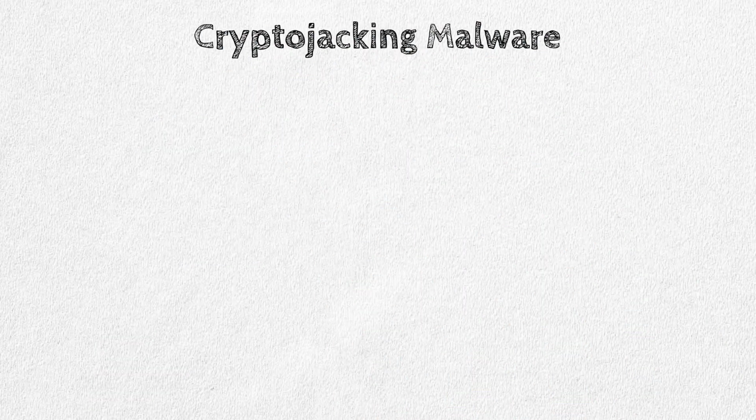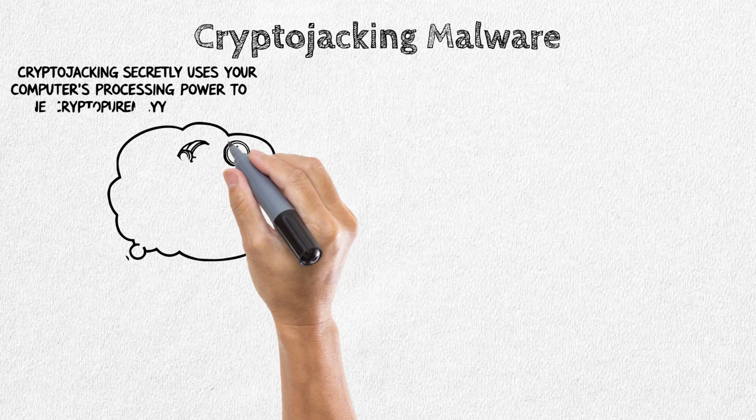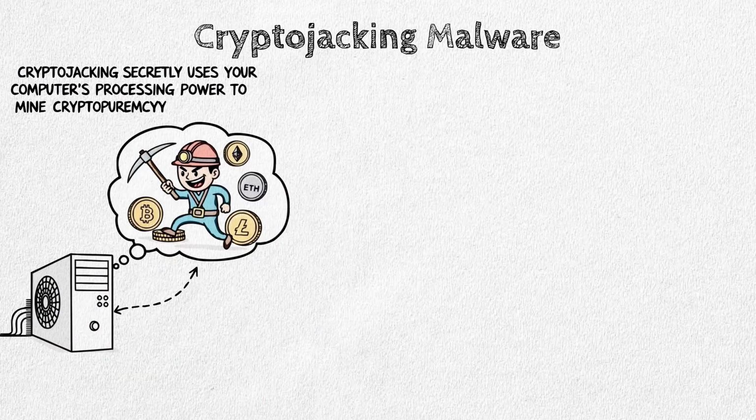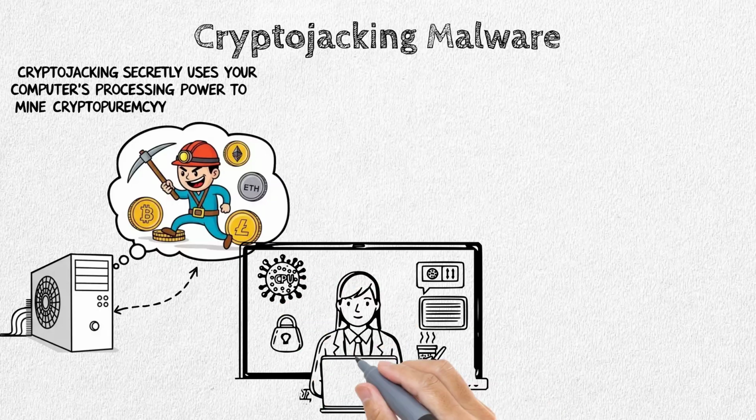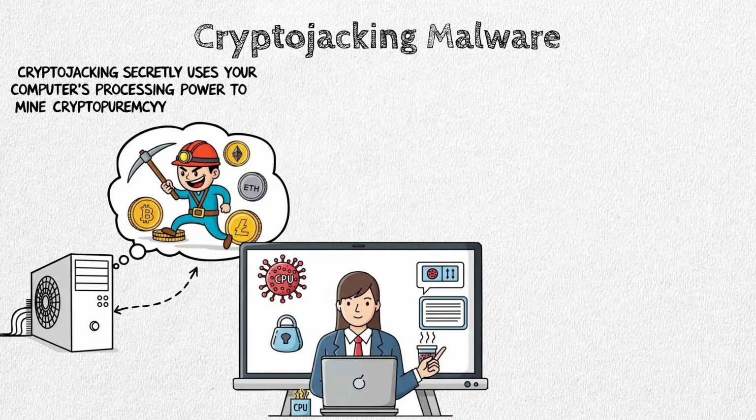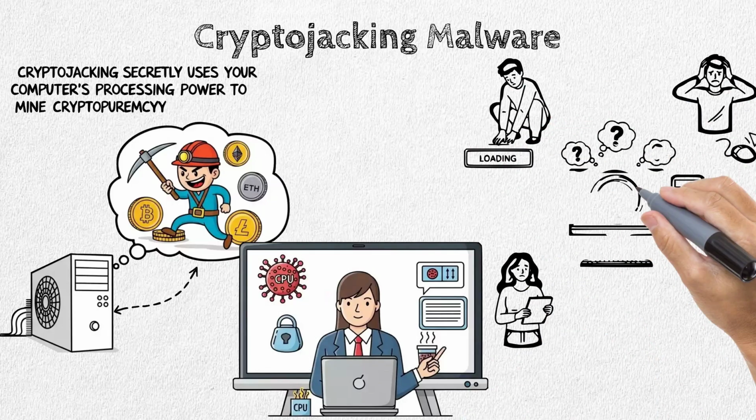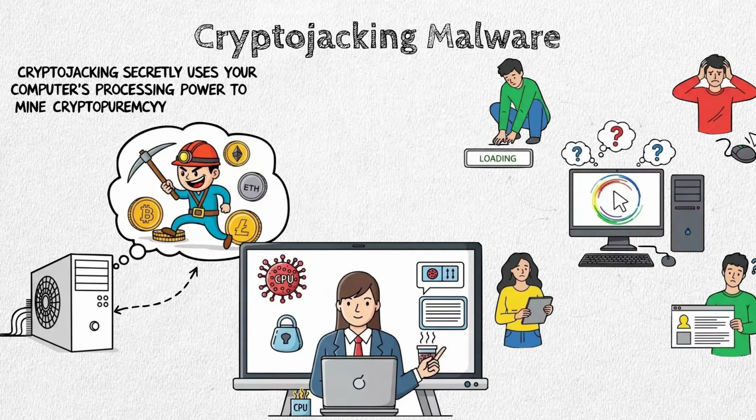Cryptojacking malware. Cryptojacking secretly uses your computer's processing power to mine cryptocurrency. Instead of locking your files like ransomware, it quietly drains your CPU or GPU resources, causing your device to overheat or slow down. Many users only notice it when their computer suddenly becomes unusually slow.